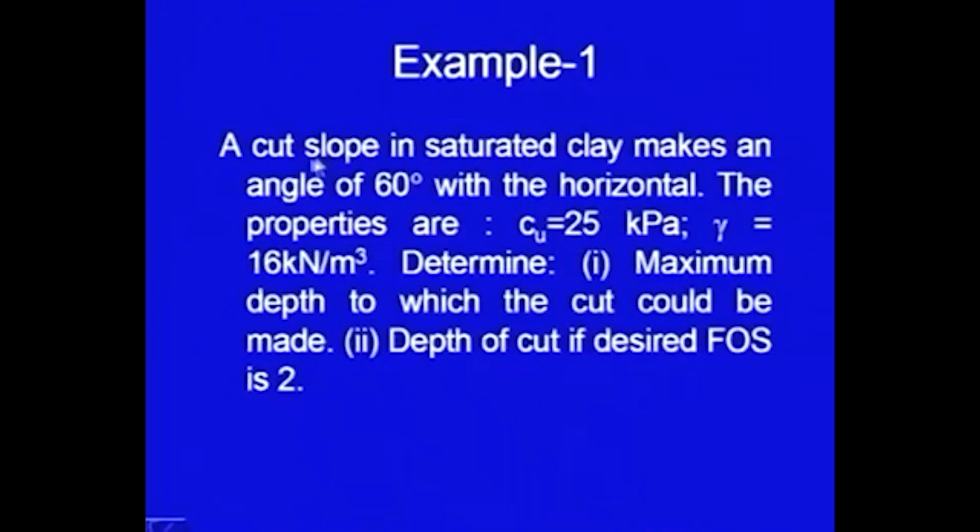It is given that a cut slope in saturated clay makes an angle of 60 degree with the horizontal. The properties of the clay are Cu is given as 25 kPa, kPa means kilonewton per meter square, gamma is 16 kilonewton per meter cube. We have to determine the maximum depth to which the cut could be made, the critical depth, and secondly the depth of the cut if we need to have a factor of safety of 2.